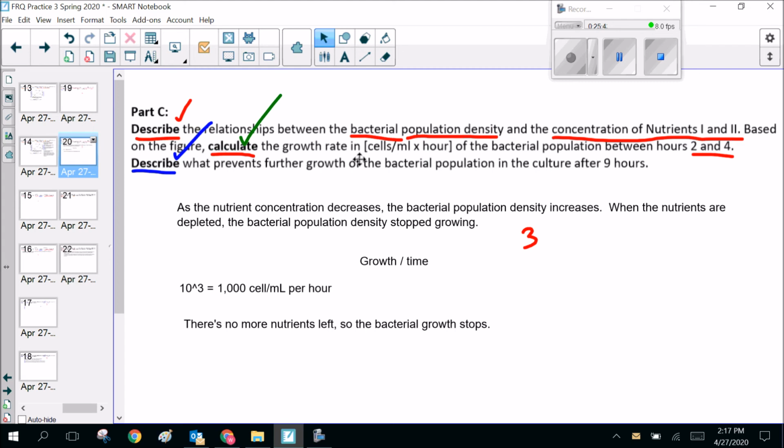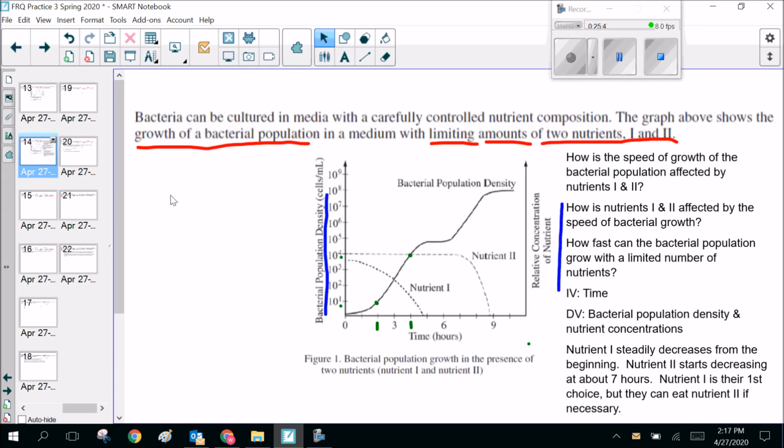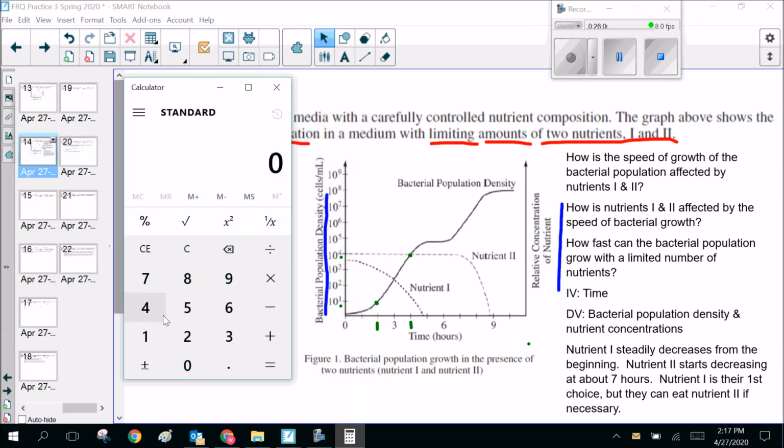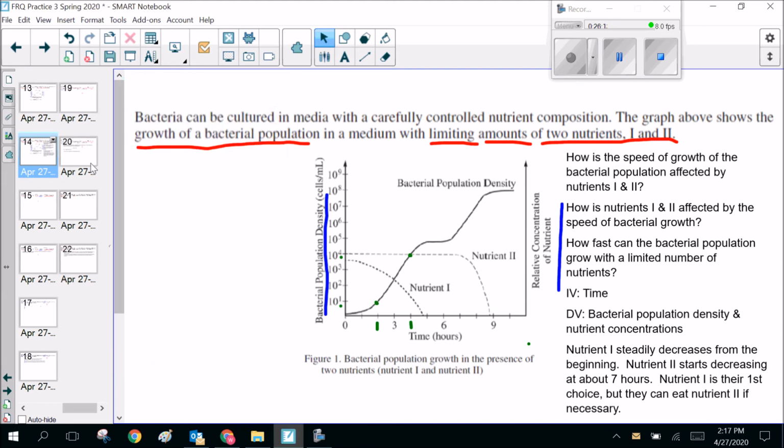It says calculate the growth rate. Okay, what is growth rate? What does rate mean? Well, rate is just growth over time, right? Or distance over time, or whatever you're trying to measure. Like if I was trying to measure how fast I could run, let's say I ran 10 feet in 2 seconds, if only. If I divided 10 feet by 2 seconds, I would get 5 feet per second. That's my rate. So rate's super easy, guys.